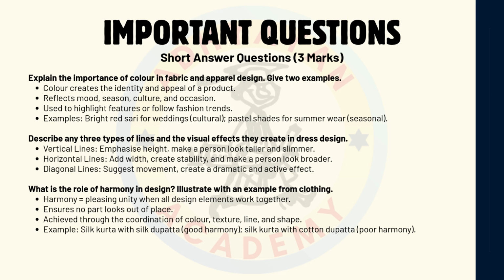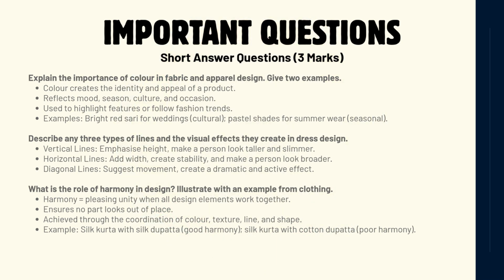What is the role of harmony in design? Illustrate with an example from clothing. Harmony is pleasing unity when all design elements work together. Ensures no part looks out of place. Achieved through the coordination of color, texture, line, and shape. Example: silk kurta with silk dupatta, good harmony. Silk kurta with cotton dupatta, poor harmony.